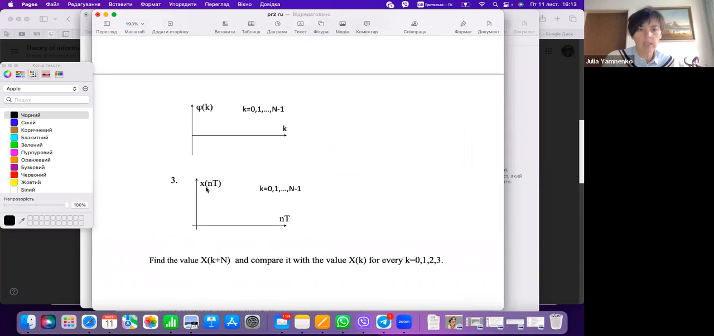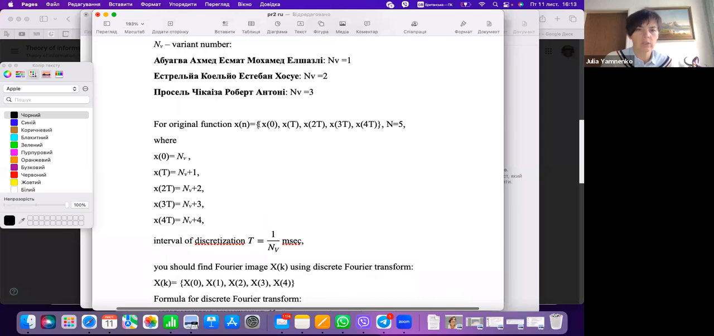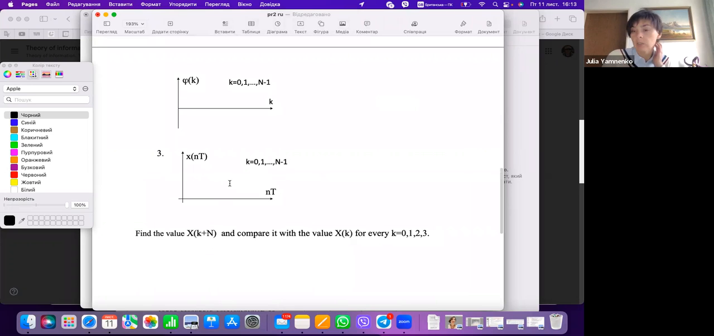And okay, the third graph that you have to draw is a graph of the original function. This is the simplest because you have the original function in the beginning. Here is your original function, x from n, and it consists of 5 values that depend on your variant number. So your task is just to put these 5 integer values onto the graph. That's all. But it is not always the whole task.